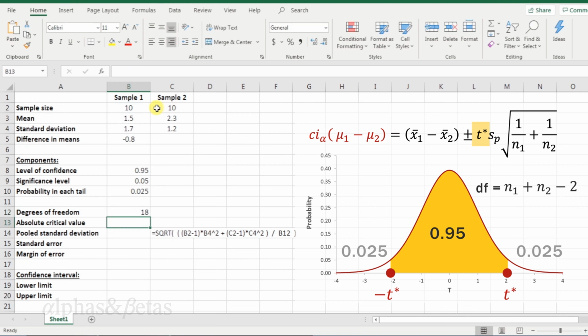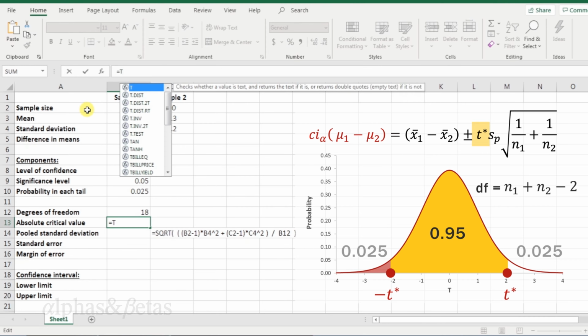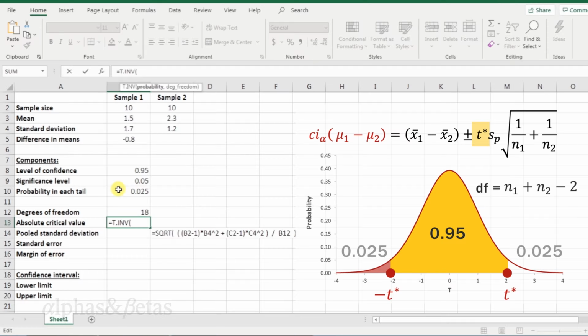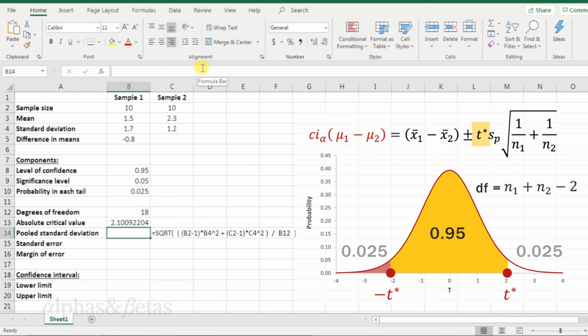You can use the t-inverse function to find the critical value that gives a probability of 0.025 in the lower tail. For the probability parameter, select the probability for a tail. For the degrees of freedom parameter, select the degrees of freedom. Encompass the t-inverse function within the ABS function to get the absolute value. The output tells you that the absolute value of the critical value is 2.1.